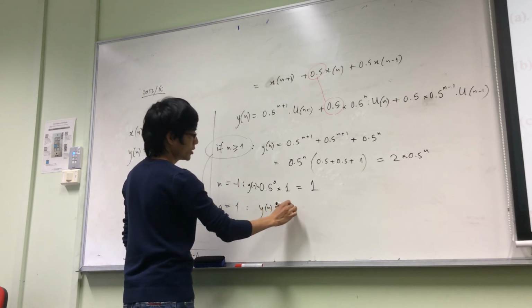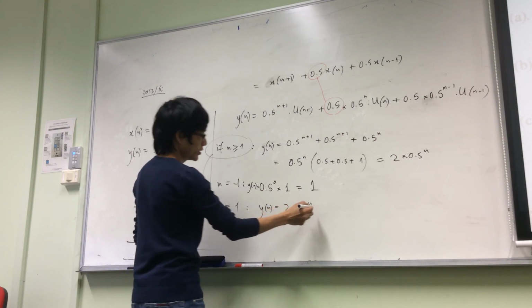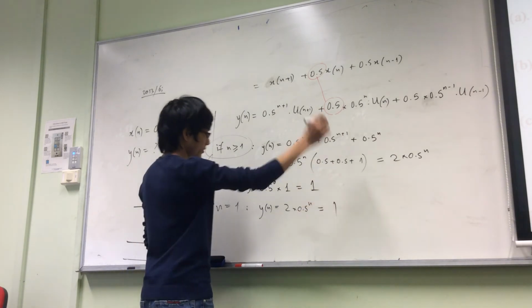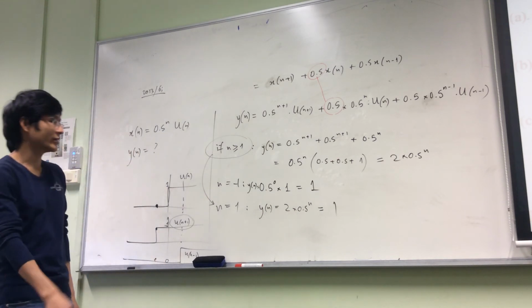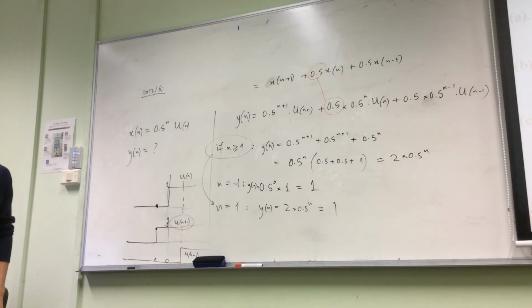Or n equal to 2 multiplied by 0.5 to the power n, 0, 1, because minus 1 plus 1 equals 0. Got it?